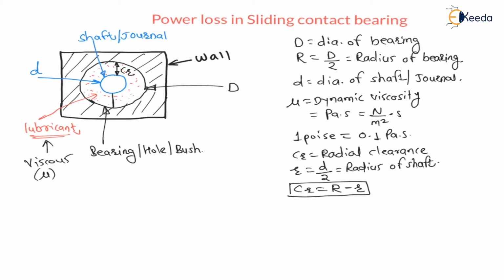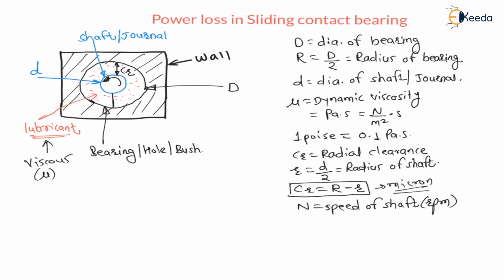Now, this radial clearance is generally in microns. This is very small, therefore we are assuming the velocity distribution in this viscous layer is linear. This is our assumption. And let us assume this shaft is rotating in anti-clockwise direction with speed N rpm. N is the speed of shaft or journal in rpm.